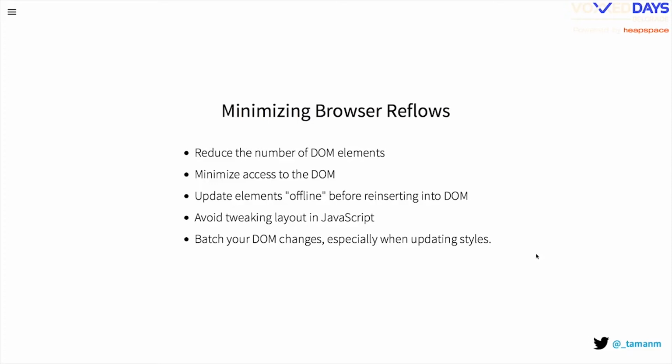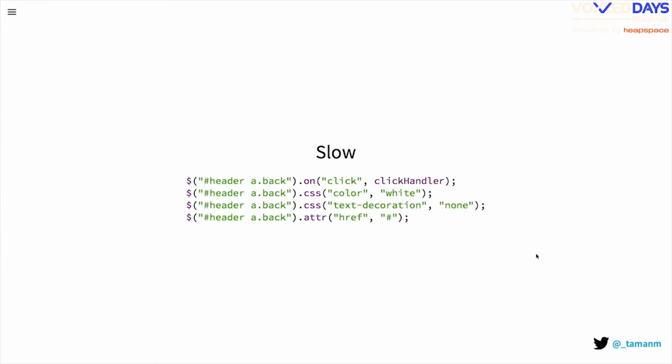Batch your DOM changes, especially when updating styles. How? This is very slow. Do you know why? I'm touching one element, the header back button. I'm applying an on click event. Okay, this is good. And then we're doing some colors and text decoration and adding the source for this. This leads to 5 flickers on the screen. Each one goes to the DOM, applies it, recalculates, then the next statement does the same, and the same, and the same. 5 reflows happen, which is very glitchy.